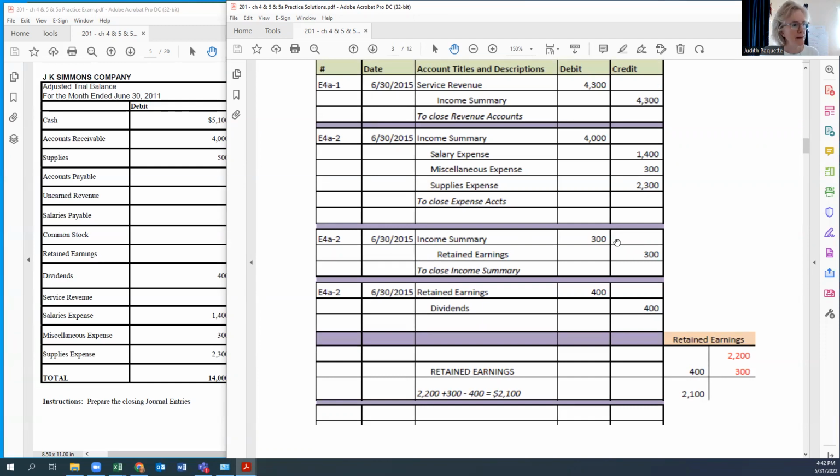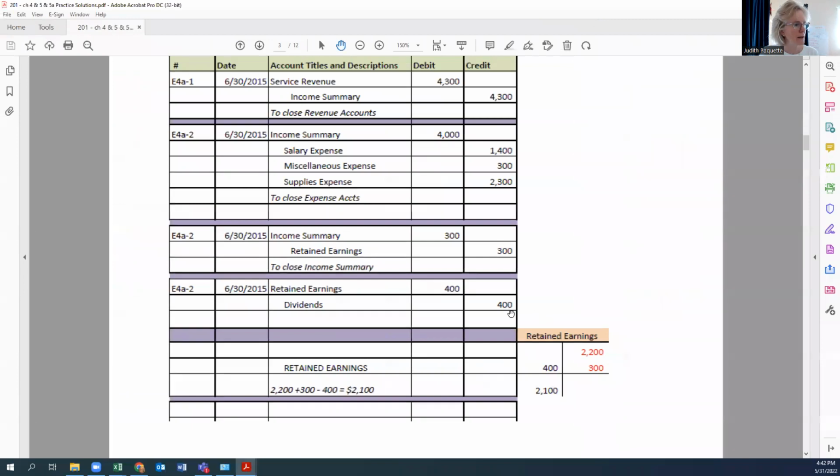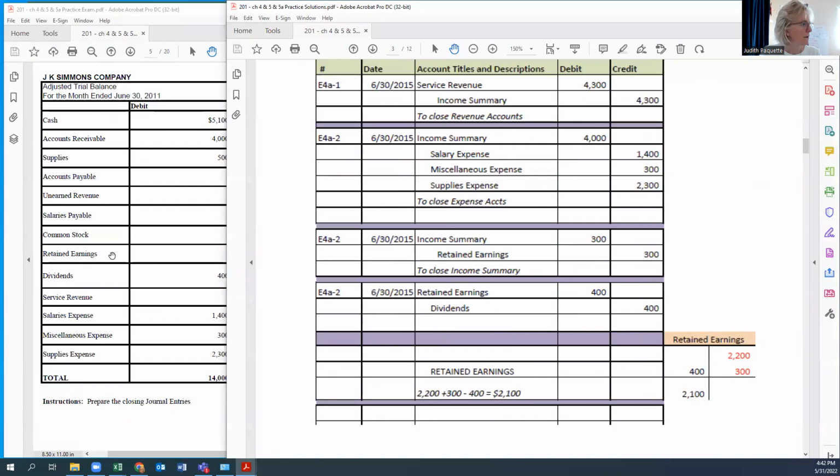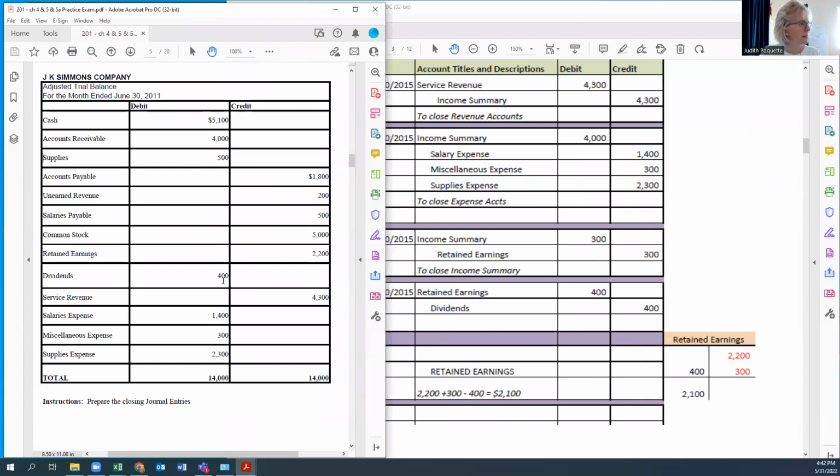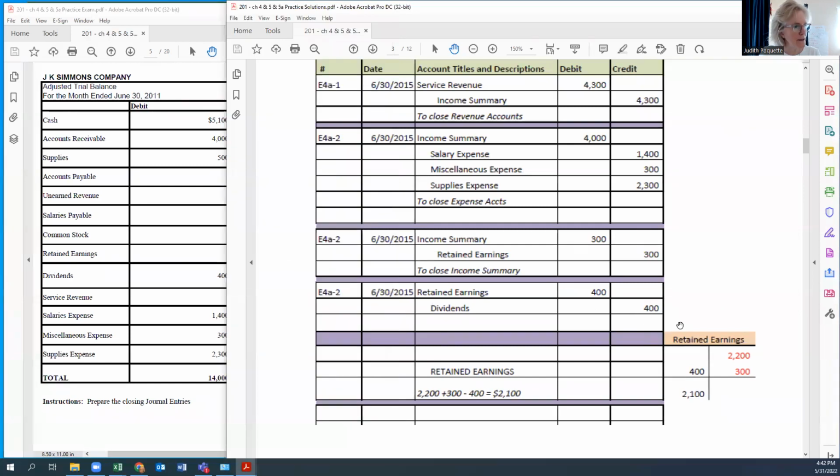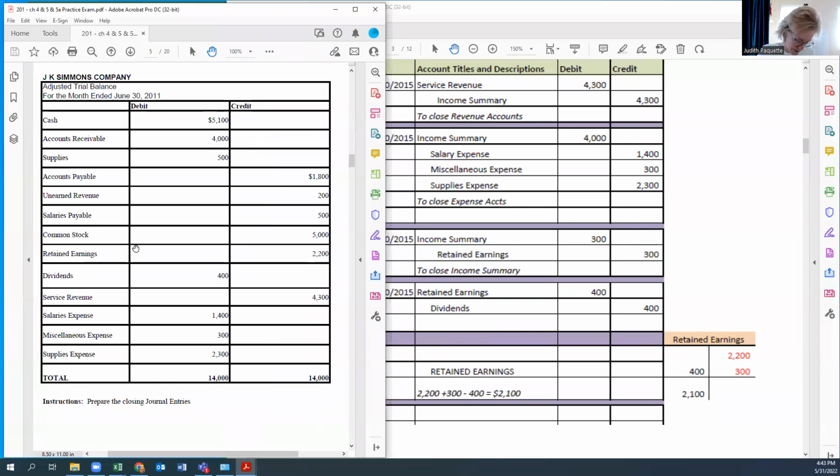So down here, we empty out income summary and we transfer that net income to retained earnings. And then our final journal entry is to clear out the balance in dividends, which is a $400 balance here. So clear it out with a credit and a debit to retained earnings. Okay. So let's look at the other one.